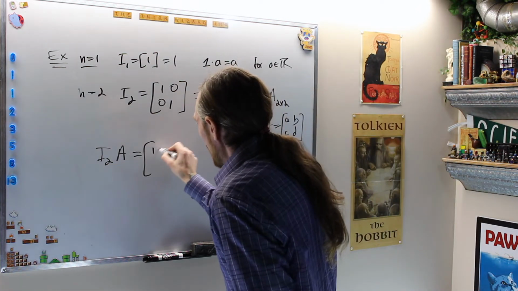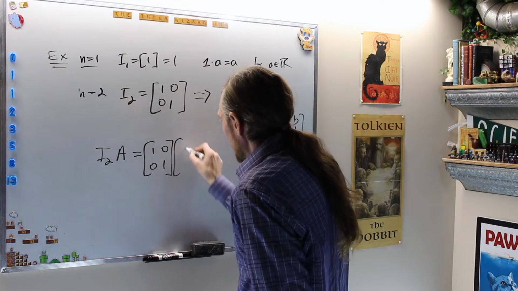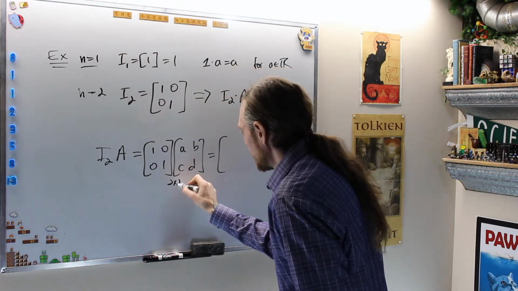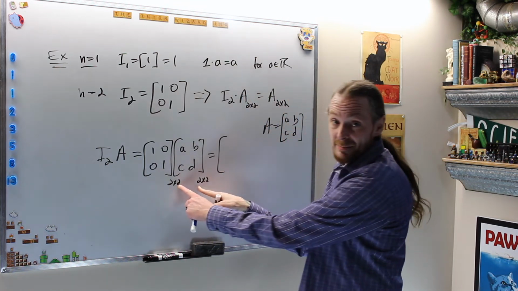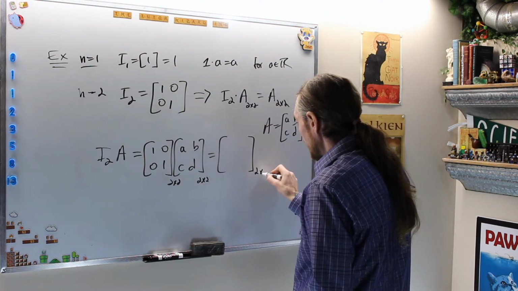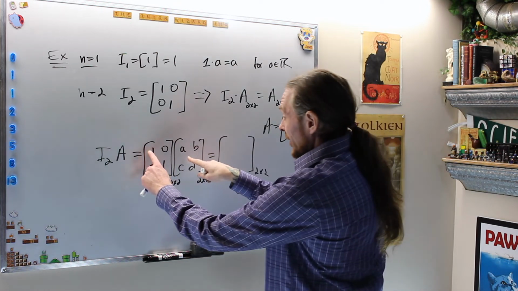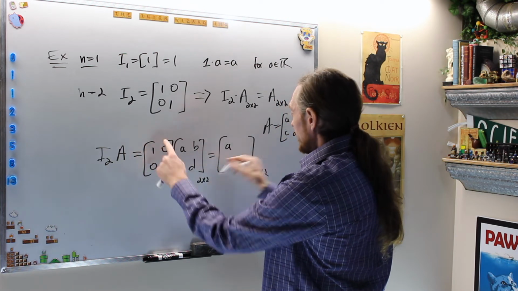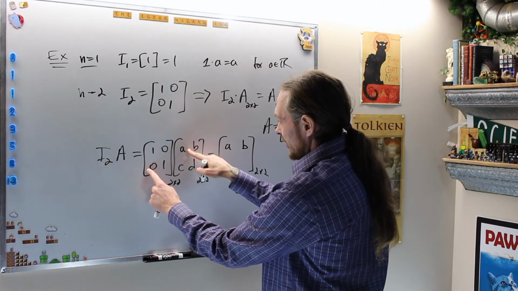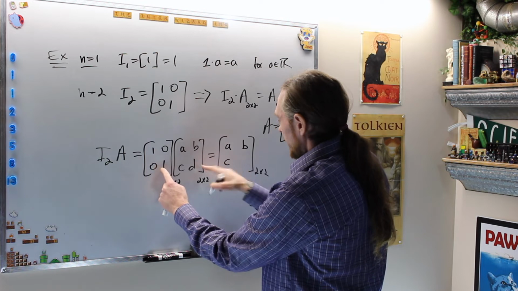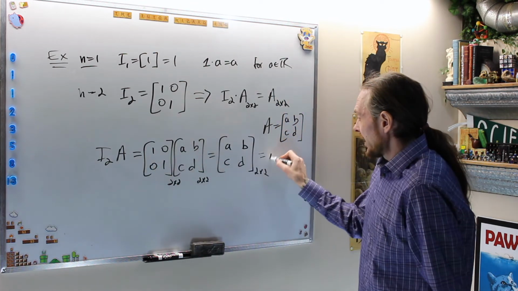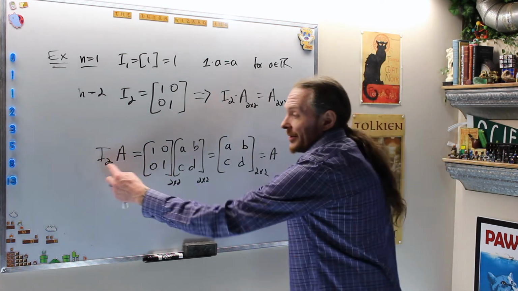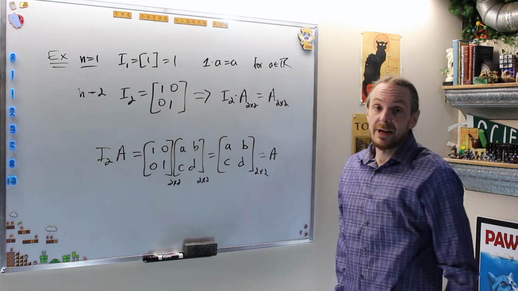That's going to give us 1, 0, 0, 1 times A, B, C, D. What are we going to get? This is 2 by 2 and 2 by 2, so the inside indices match, and the size will be the same, 2 by 2. We're going to get 1 times A plus 0, so A, and then 1 times B plus 0, which is B, and then 0 times A plus 1 times C, which is C, and 0 plus D, which is D. That is A. This means that I2 times A gave me A again for any 2 by 2 matrix.